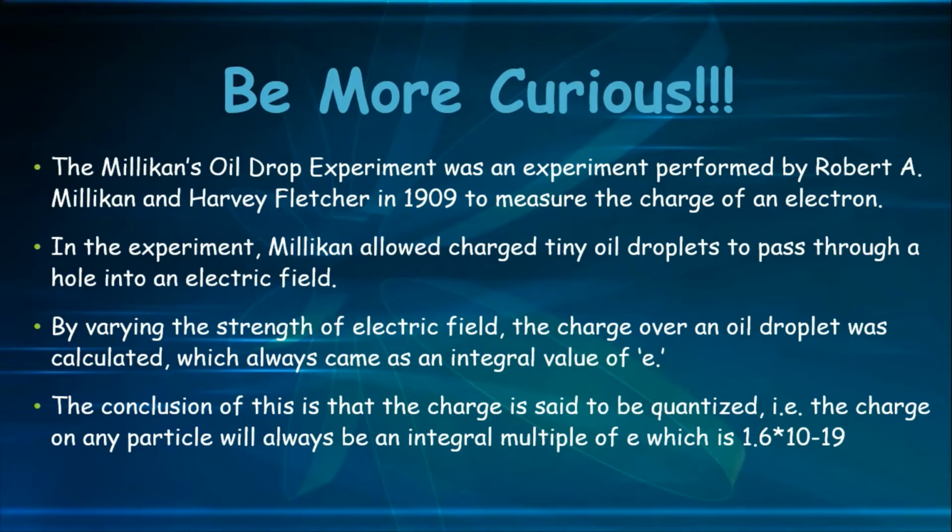Be more curious. The Millikan oil drop experiment was an experiment performed by Robert A. Millikan and Harvey Fletcher in 1909 to measure the charge of an electron. In the experiment, Millikan allowed charged tiny oil droplets to pass through a hole into an electric field. By varying the strength of the electric field, the charge of an oil droplet was calculated, which always came as an integral multiple of e. The conclusion of this is that the charge is said to be quantized, that is, the charge on any particle will always be an integral multiple of e, which is 1.6 into 10 to the power minus 19 coulomb.